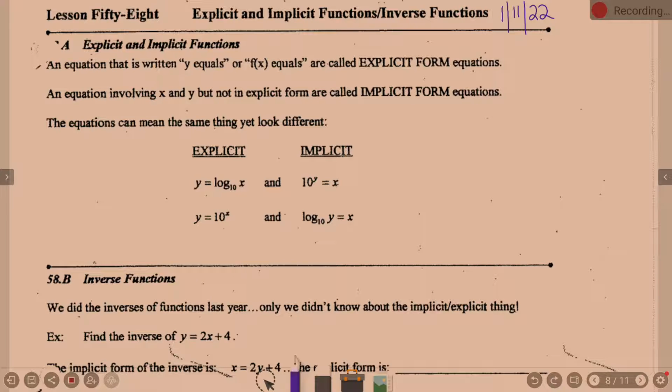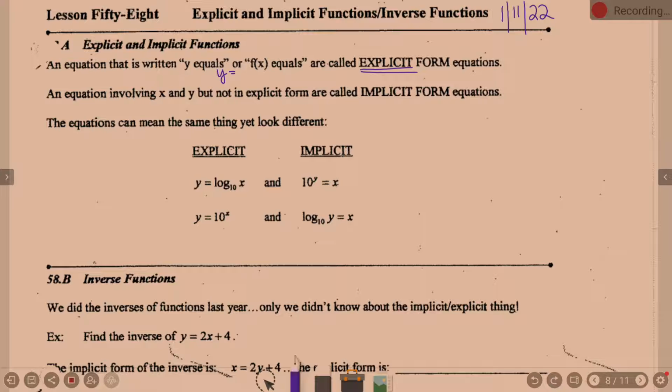An equation that is written y equals or f of x equals, in other words, an equation that is solved for y, is an explicit equation. Okay, it's in its explicit form when it is at that point of y equals. So when you get it in that form and you're ready to use the graphing calculator with it, you've got it to be y equals. You're in that explicit form.